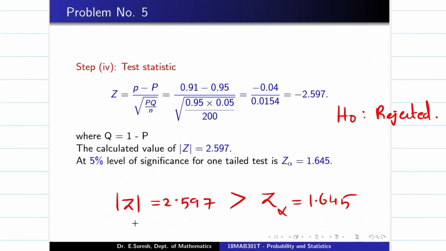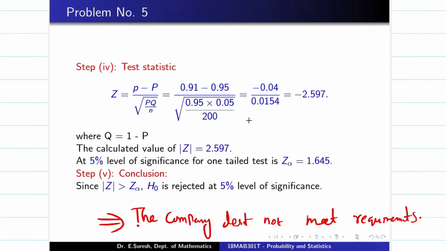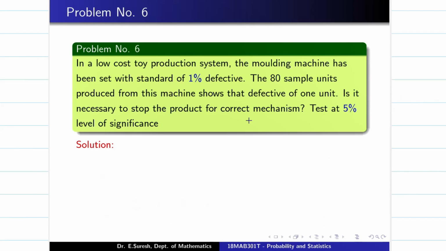So in the previous question, we were dealing with a left tail test. Okay. So I said don't go for left or right tail, because it is about good products. Now in the next question, we are going to deal with defective. So in a low-cost toy production system, molding, the error standard is 1% defective. Okay, very good. The company is saying there is 1% defective. 80 samples. So n equal to 80, greater than 30, done.